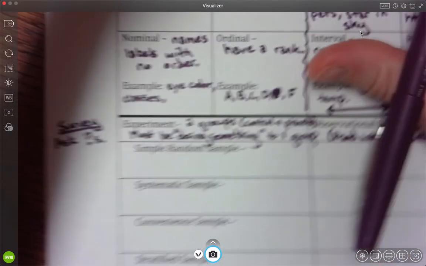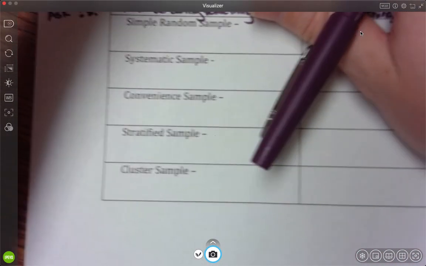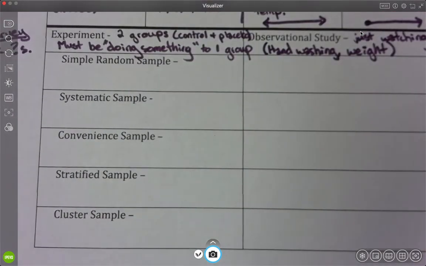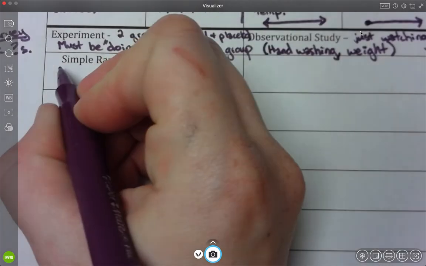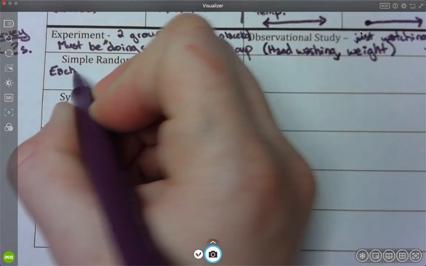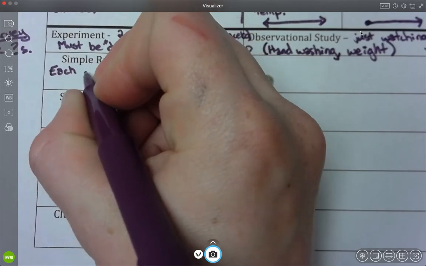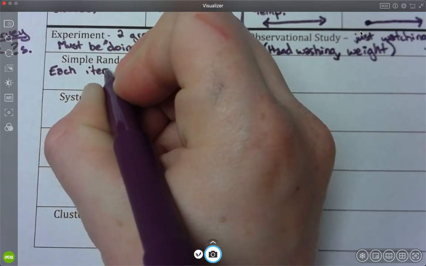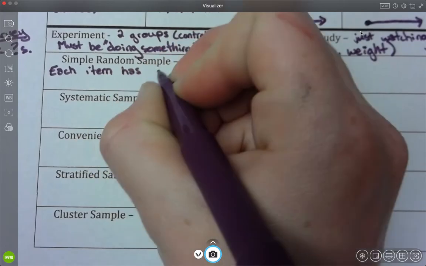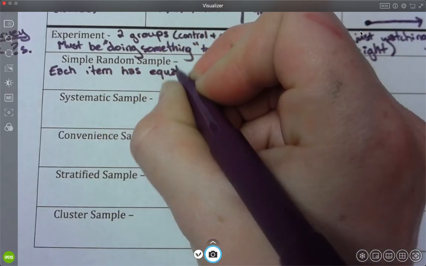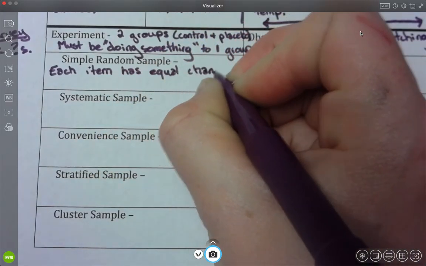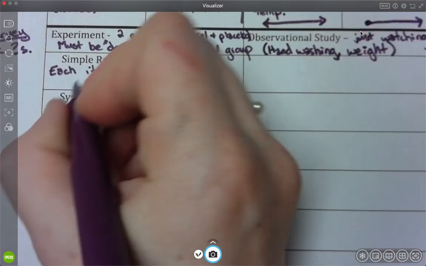All right, simple random sample. Let's go through these. Simple random sample. I'm going to say each item has equal chance of being picked.